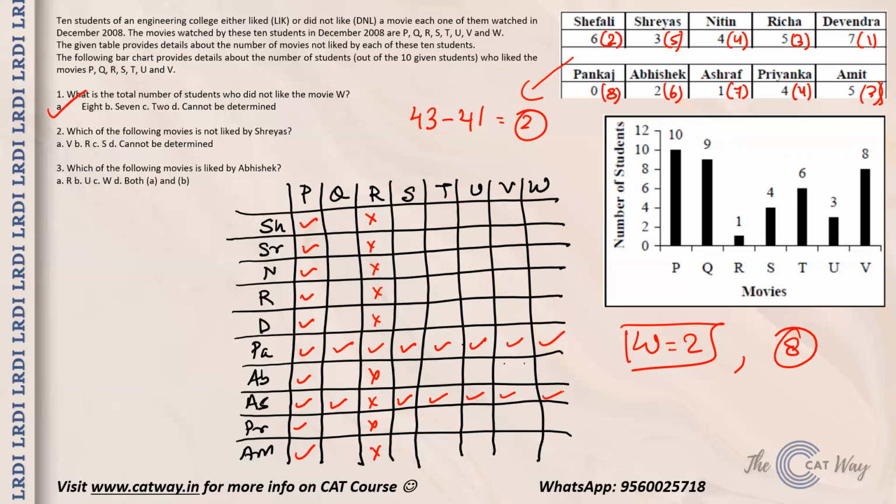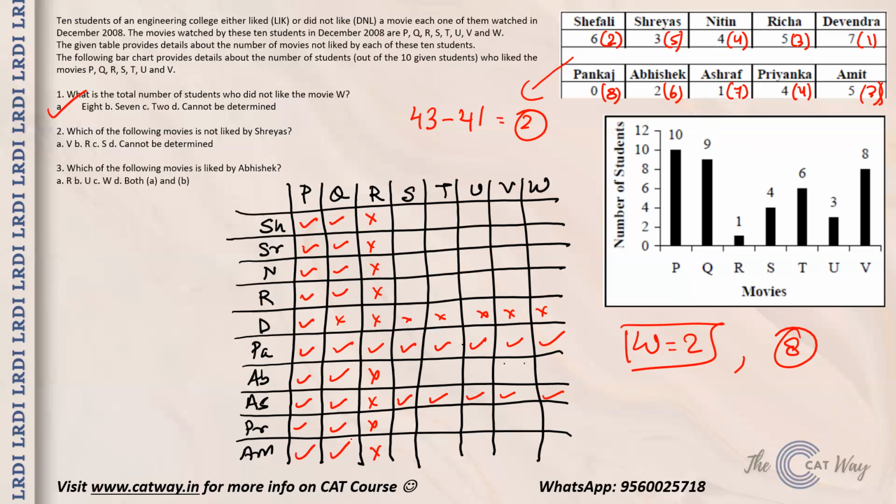If you talk about Devendra, Devendra did not like 7 movies and he liked only one movie. And the one movie that he liked was P. That means Devendra is not going to like any of the other films. Now, if you check for Q, Q is liked by 9 people. That means there is one person who did not like Q, and we know that person is Devendra. That means all the other people are going to like Q.